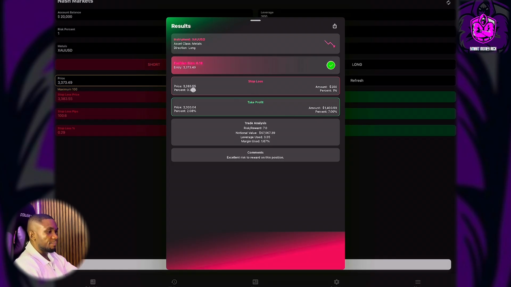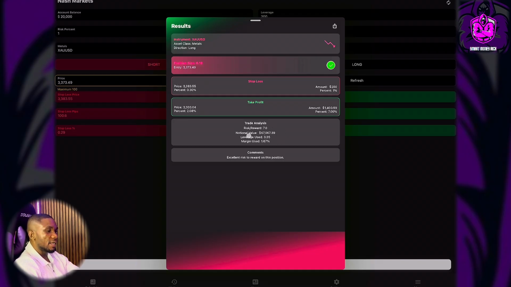Now look at your stop loss. It tells you that this is the price for your stop loss. This is the percent you're risking. It gives you the amount you're risking. It says you're risking $200 and you're risking 1% of your account size. Now, this is for take profit. It simply says your amount to make in take profit is $1,400 and your percent is 7. This is 1 to 7. Risking $200 to make $1,400.